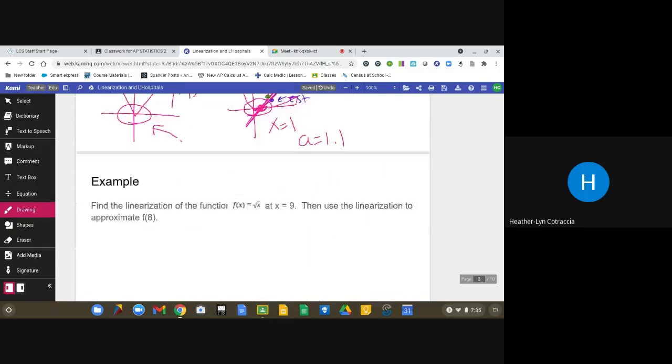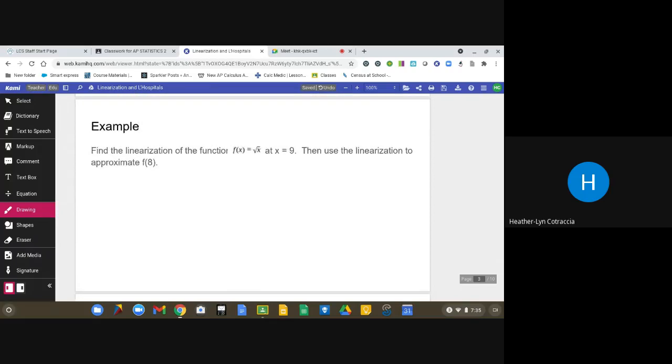Okay, so let's just do a quick example. Find the linearization of the function f of x = the square root of x at x = 9. So there's a perfect example. Then we're going to use the linearization to approximate f of 8. So first off, step 1, you're going to ignore the not so nice number, and we're just going to work with this information right here. So after I ignore that f of 8, I'm just going to write the tangent line equation given this information right here.